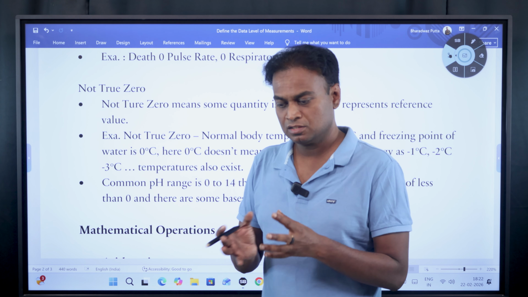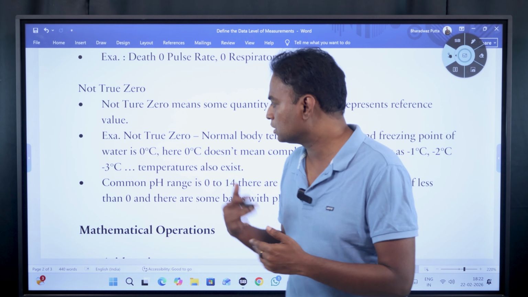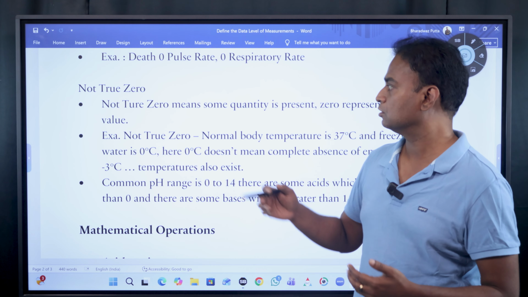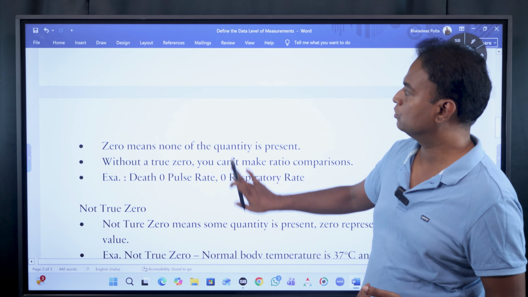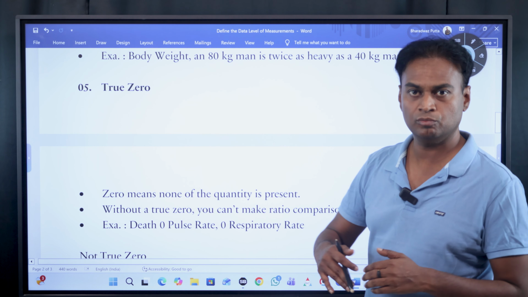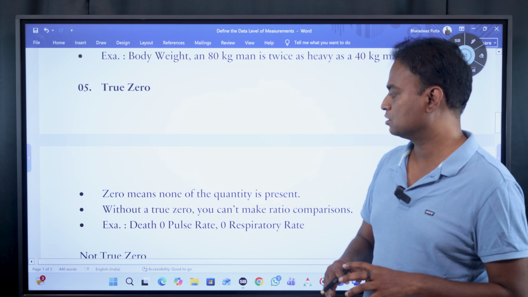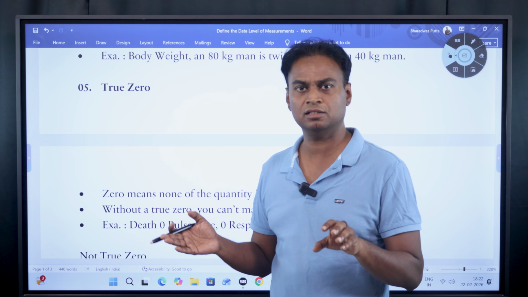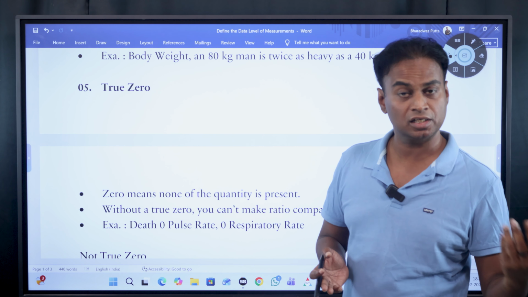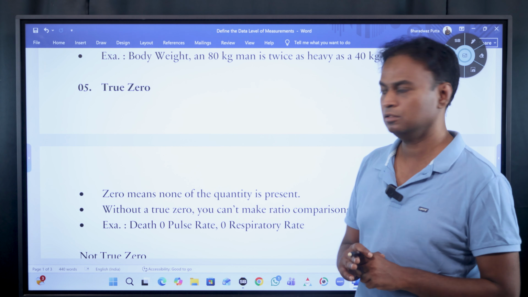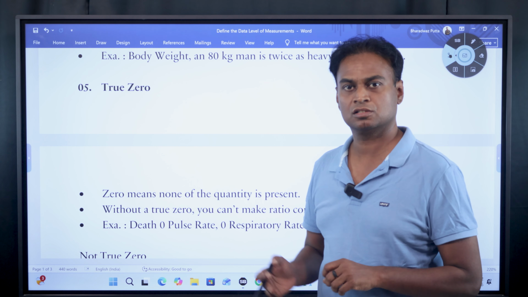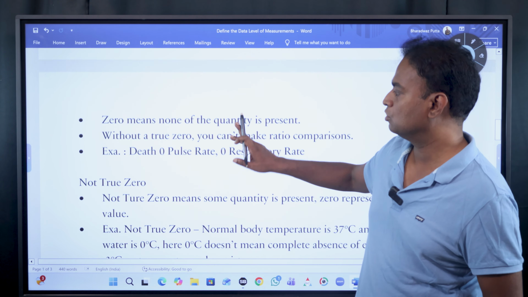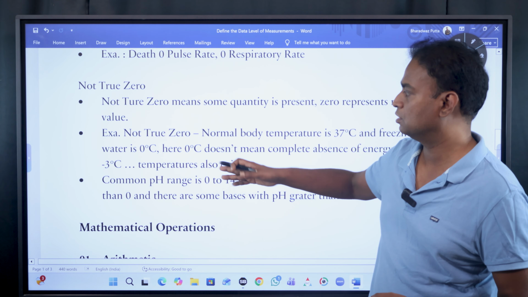When we say this set of data doesn't have true 0, it means the values below 0 also exist. But when you say true 0, the value below 0 will not exist. For example, the pulse rate can be 0 or 1 or 2 or 3, but it cannot be -1 or -2. Weight can be 0 or 1 or 2 kgs, but weight cannot be -1 or -2. That is true 0.